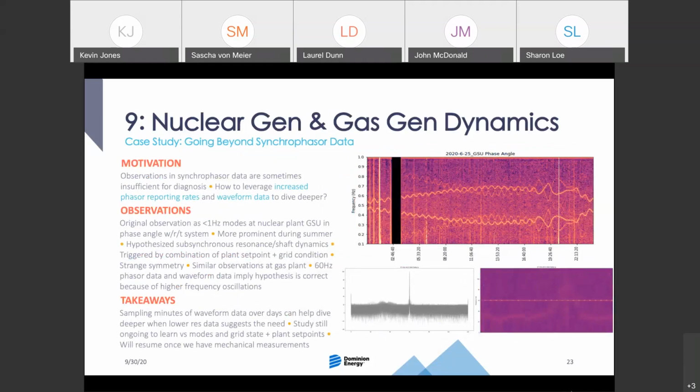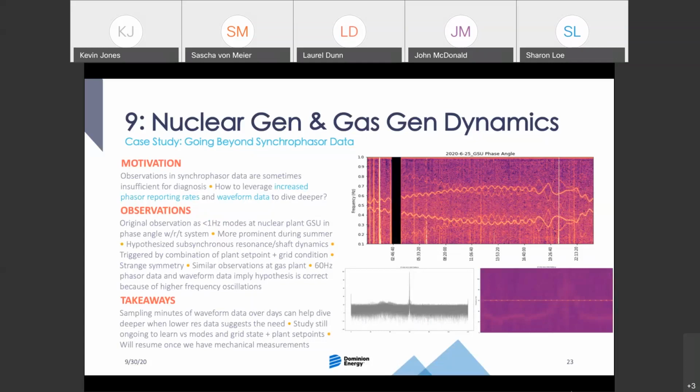Similarly, we were looking at the dynamics there, and we observed behaviors that really we could only attribute to aliasing. And we ultimately realized that there was some subsynchronous resonance and shaft dynamics, and that's basically 2 contributing factors to it. One is a change in grid conditions that happens on a periodic basis, and also a change in set point at the plant. And we were only able to diagnose this because we turned to our higher resolution data.